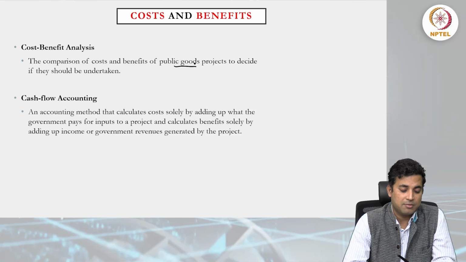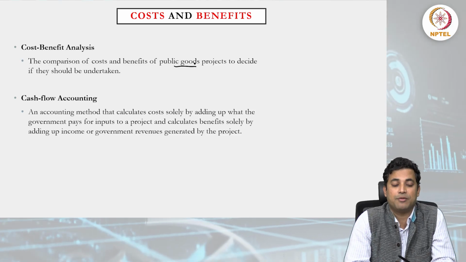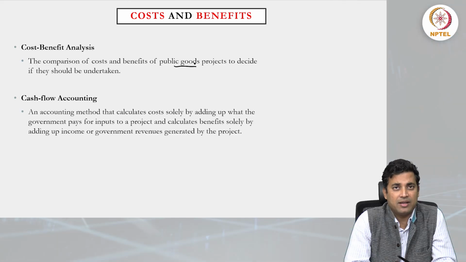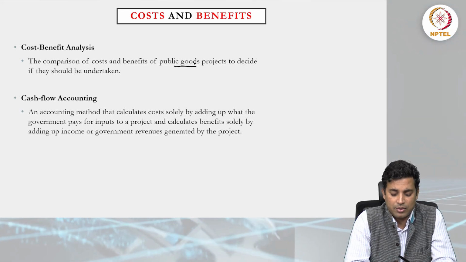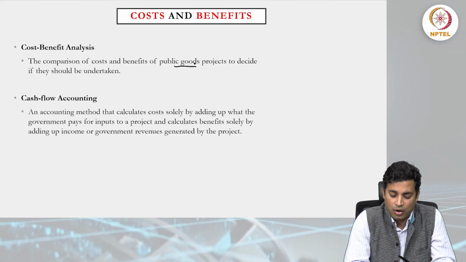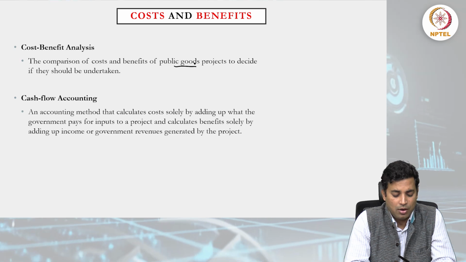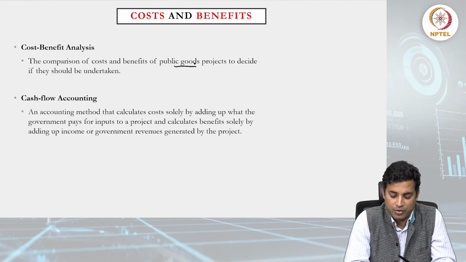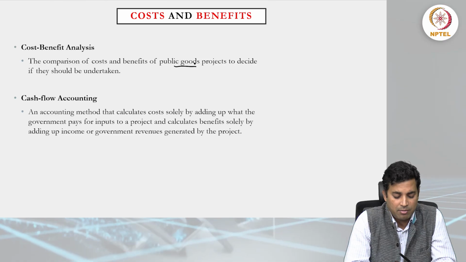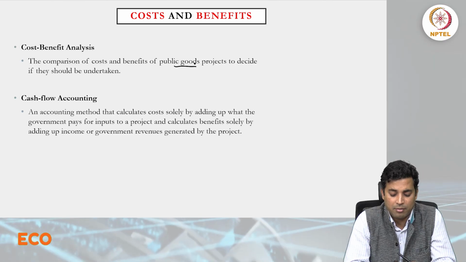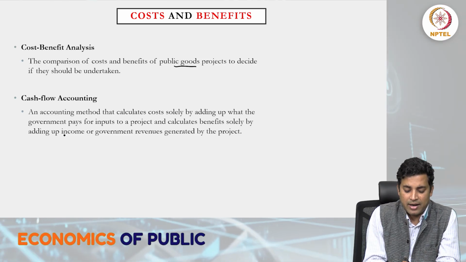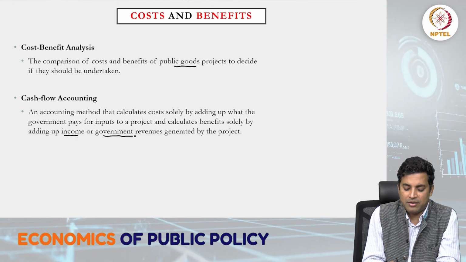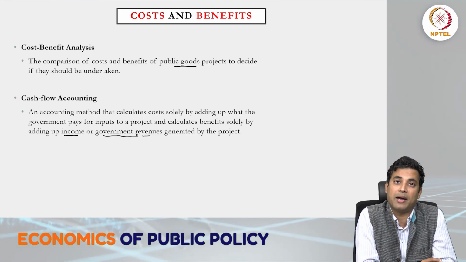In cost benefit analysis, another thing one really needs to keep in mind, especially from the policy makers' point of view, is cash flow accounting. It is an accounting method that calculates cost solely by adding up what the government pays for inputs to a project, and calculates benefits solely by adding up income or government revenue generated by the project.